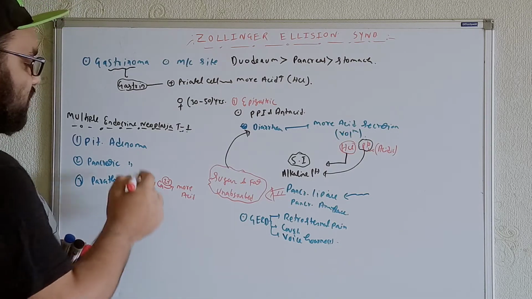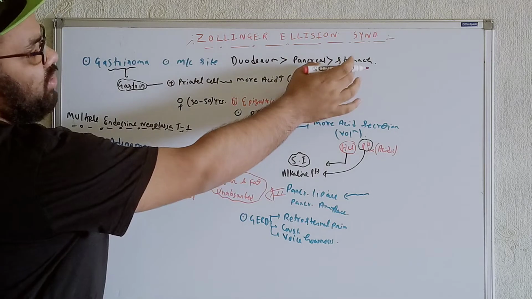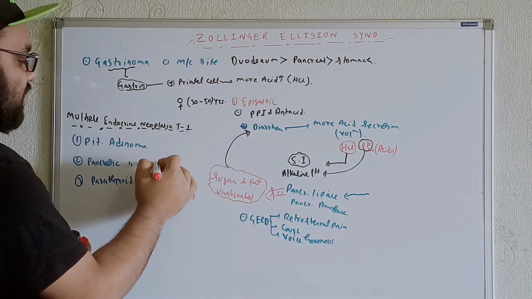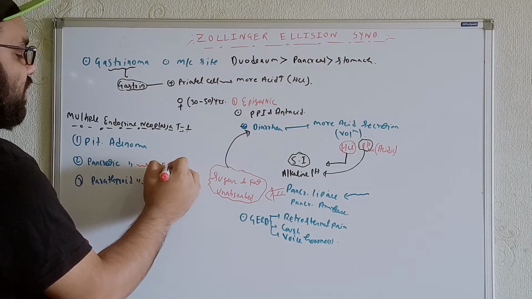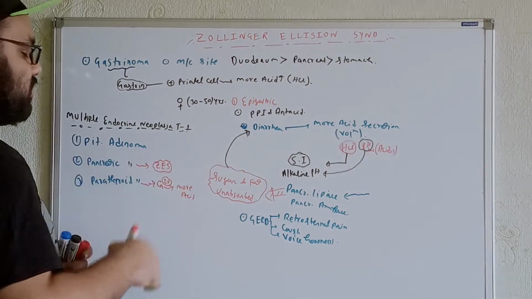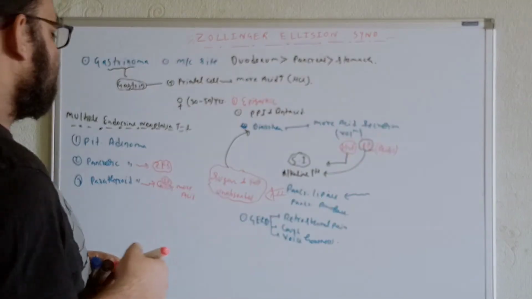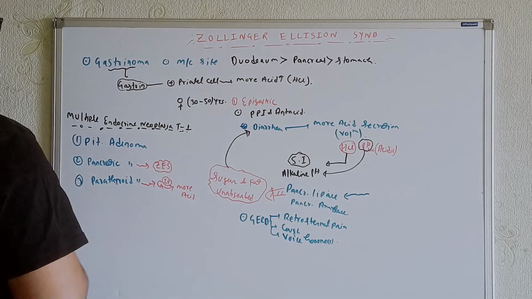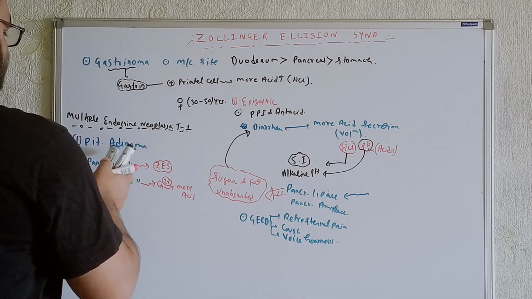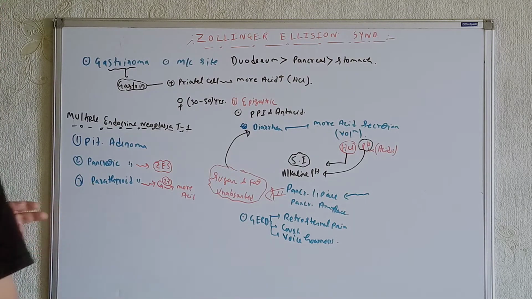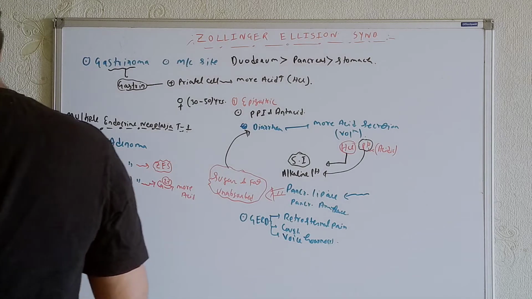Along with that, the pancreatic one, as we know, can cause it directly. I have already written it over here, that it can develop in the pancreas. So that will be responsible for development of the Zollinger-Ellison syndrome over here also. Okay, so this type of things we can see in terms of the associations with the gastrinoma. We can get the pituitary adenoma, the pancreatic adenoma, and the parathyroid adenoma.